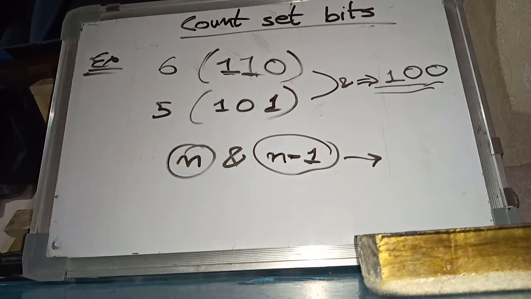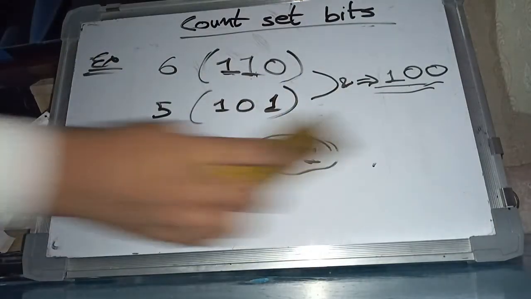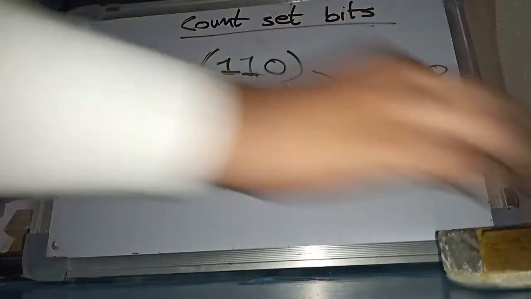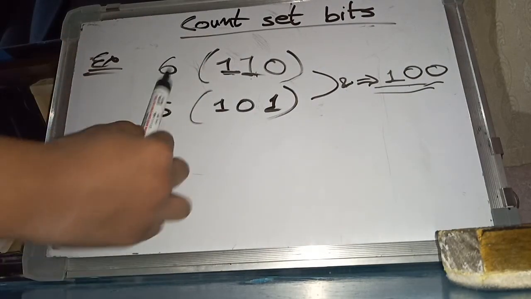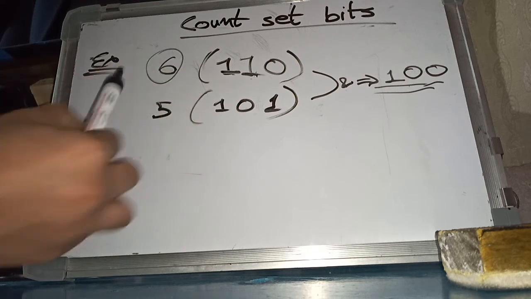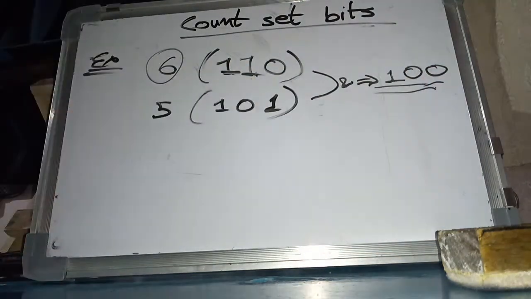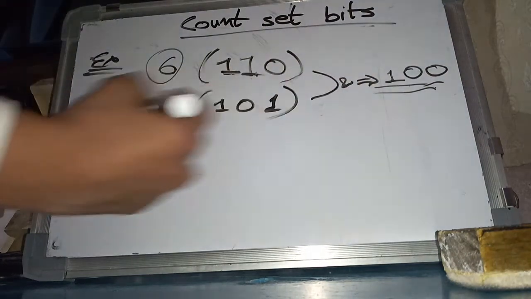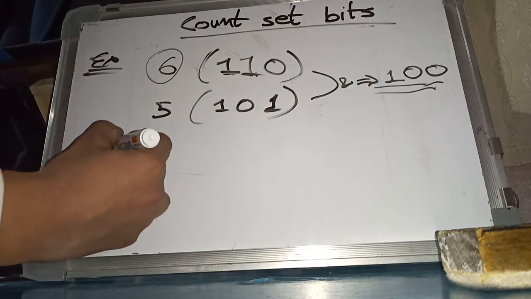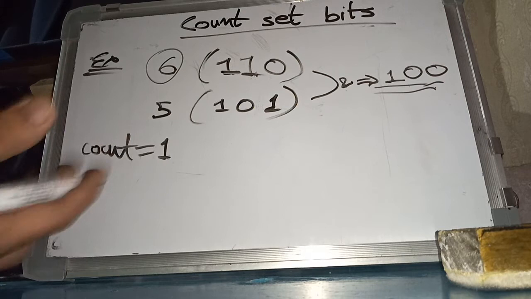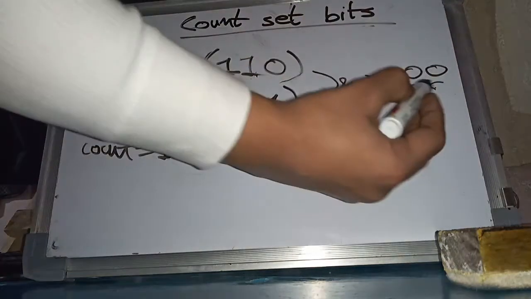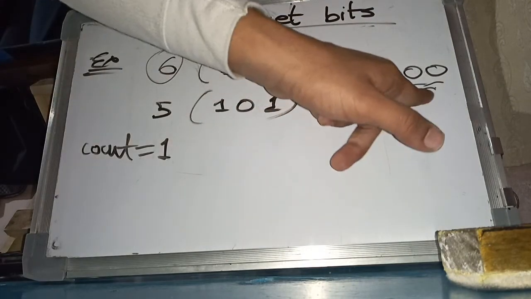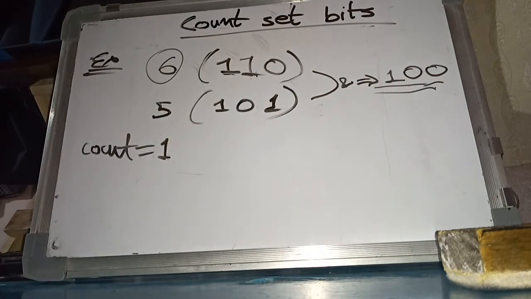For example, I did AND with minus 1 of the given number 6, and I got this as an answer, and I counted it; the number of operations that I did is 1. This result is not 0 until now, so I'll again AND it with minus 1 of this number.